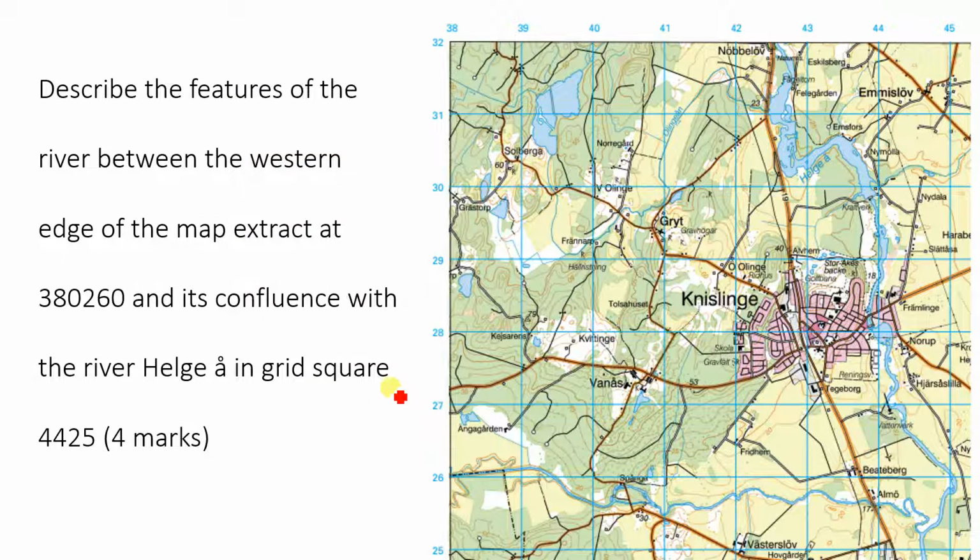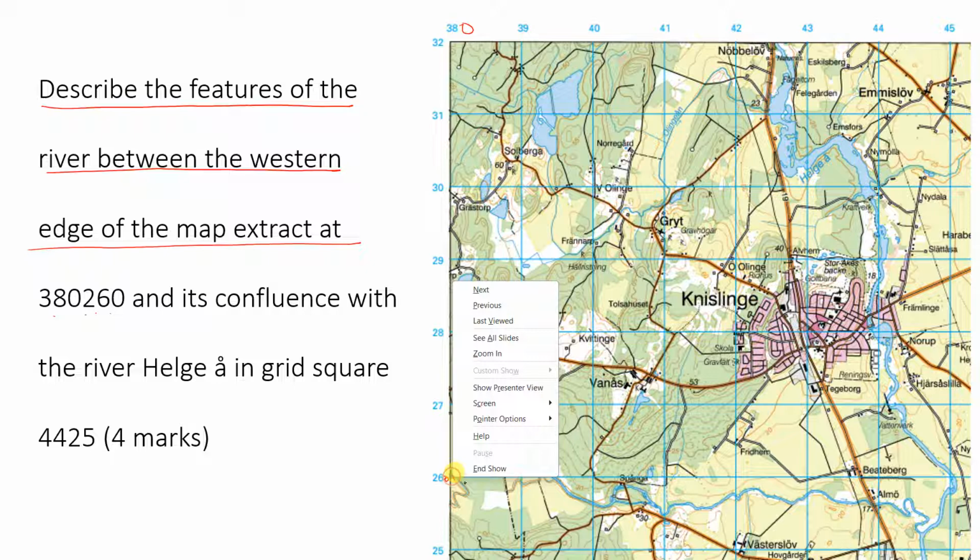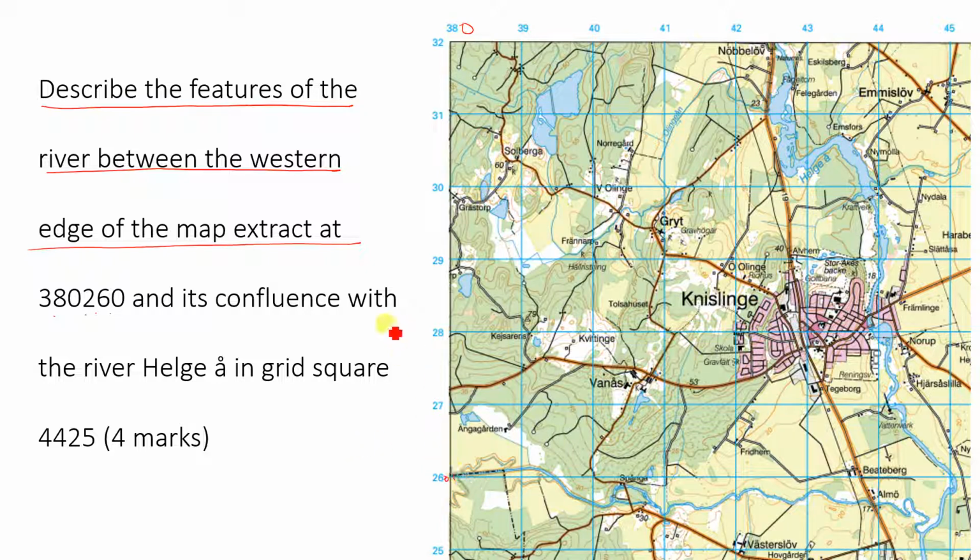Now, I have another question here, and this has to do with the same river. They said, describe the features of the river between the western edge of the map extract at 280260. So 380 is this, 260 is this. So 260, where did they meet? They meet. So look, this is the river at the western edge, because this is your west, then your east, remember, your north and your south. So this is the western edge of the map.